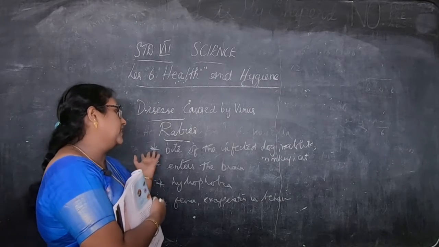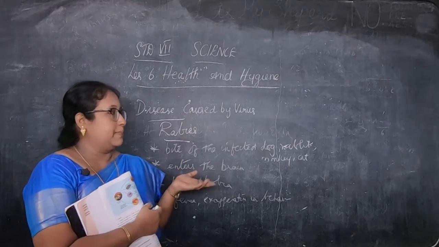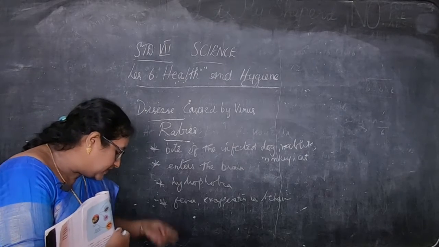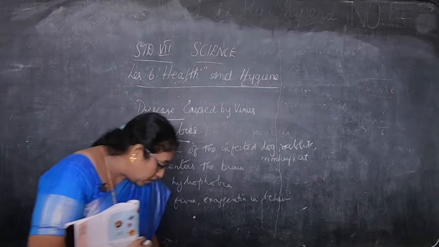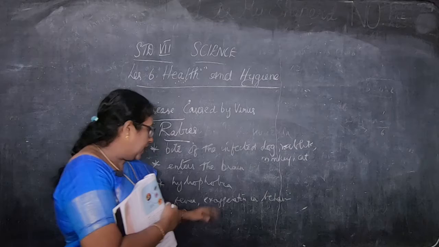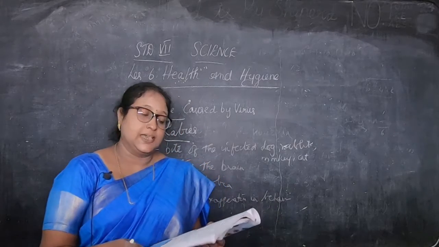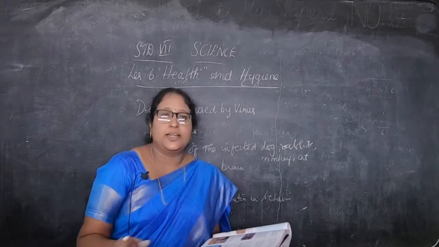So rabies, how do you get it? Bite of an infected dog, rabbit, monkey or cat. Then how does it enter? After it infects us, it enters straight into our brain through neurons. Then hydrophobia, fever and exaggerations in the behavior are the symptoms of rabies. Now, what is the prevention and treatment?